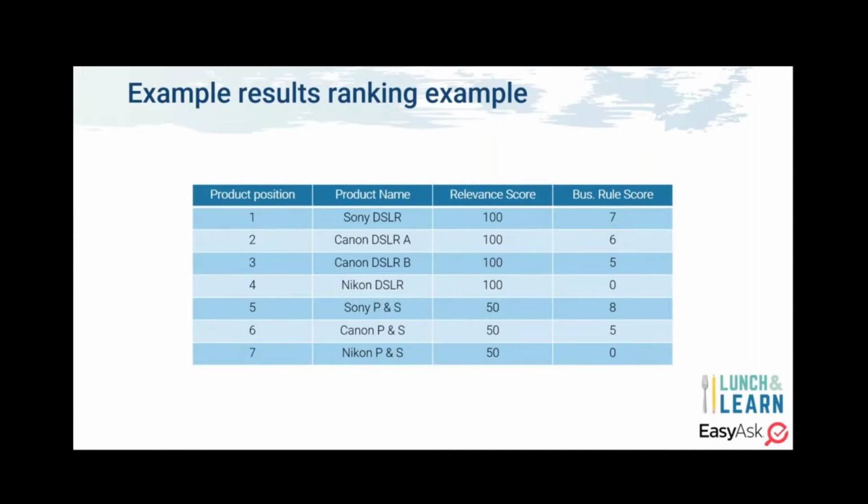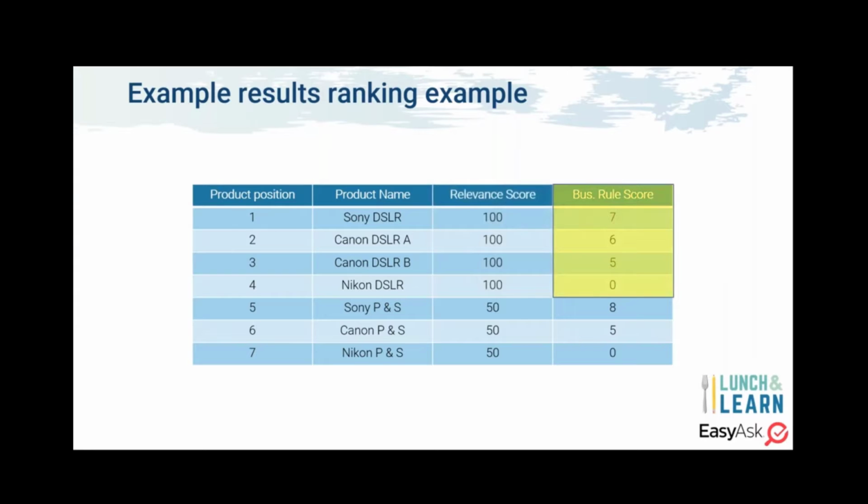I've got 7 products in my results in positions 1 through 7. As you can see, we have relevance scores, but we have some which are at 100% and some at 50%. What order do we choose for these products that are equally relevant? Well, as you can see, it is the business rules score.